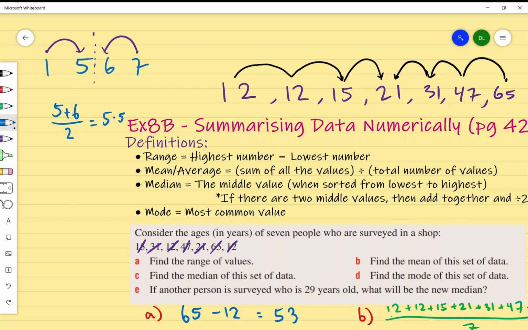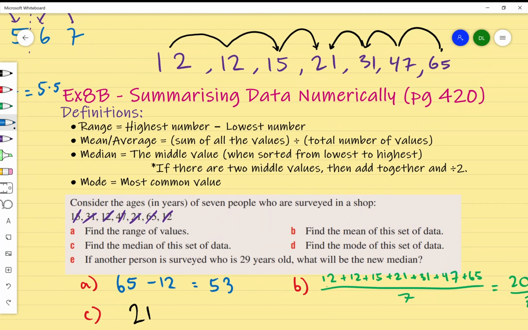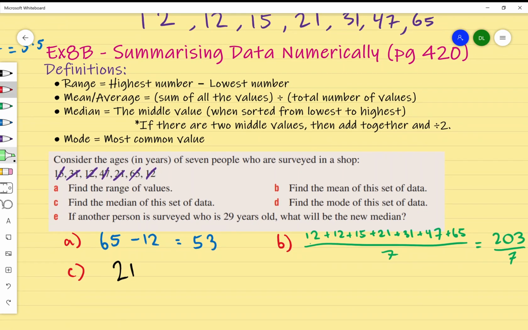Hopefully that makes sense. Finally, we're looking at the mode, which is the most common value. So the most common value is pretty straightforward. If I look at this example, I know that the number 12 comes up twice, everything else only comes up once, and so the mode is going to be 12. It is possible to have multiple modes, but that's how we go about it.